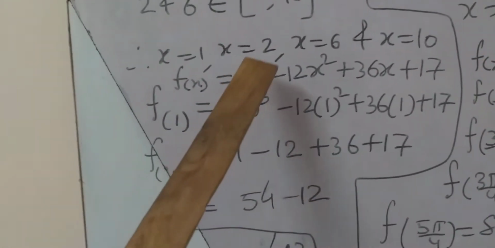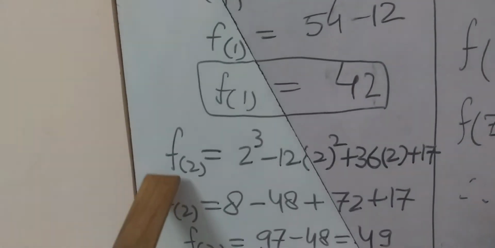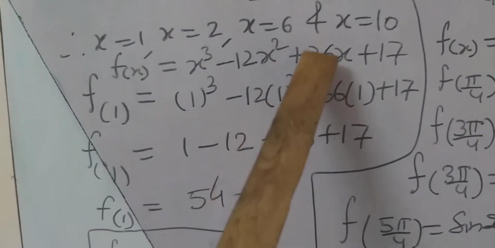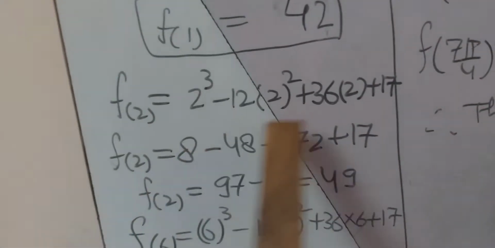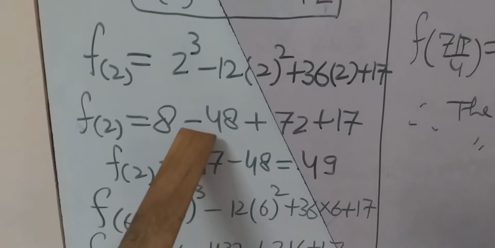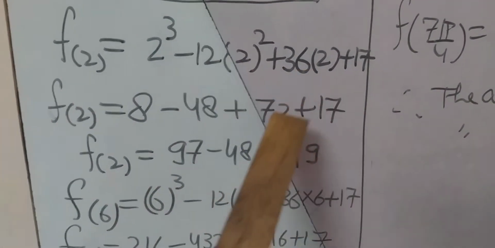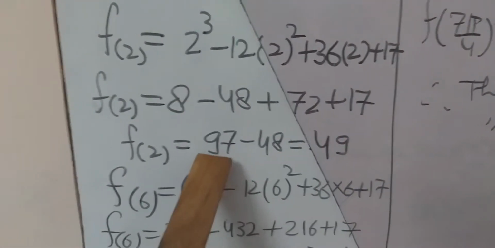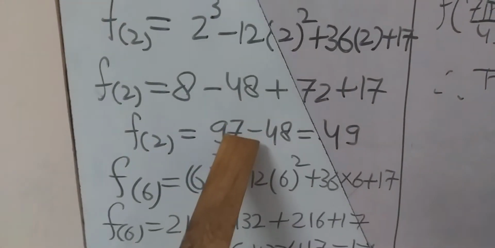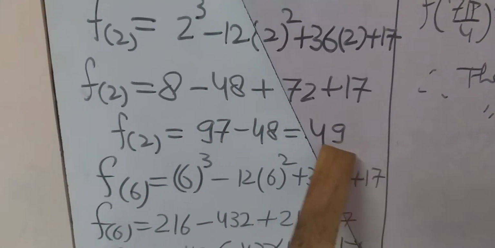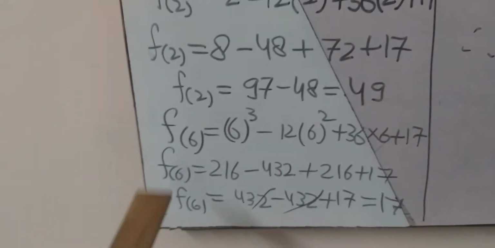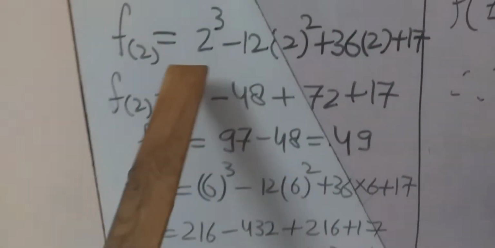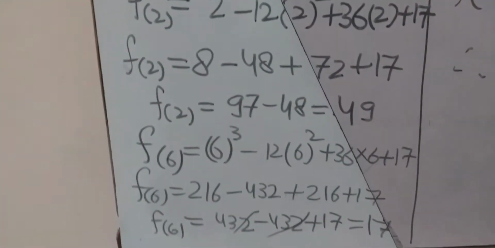Now students, we have to check the value at x equal to 2. So putting x equal to 2, in place of x we write 2 cube minus 12 into 2 square plus 36 into 2 plus 17. So f(2) equals 8 minus 48 plus 72 plus 17. So 72 and 8, 80, plus 17 is 97, minus 48. So the value is 49. So when we put 2, we are getting 49. The value of the function at x equal to 2 is 49.